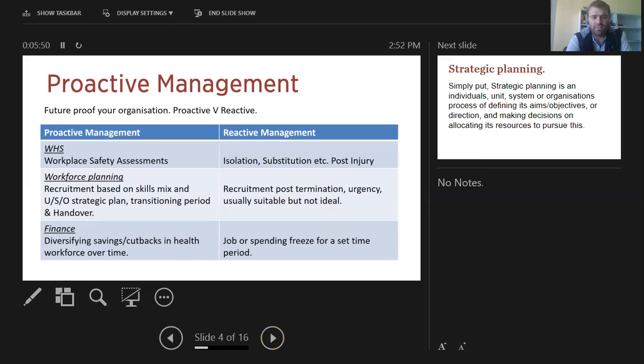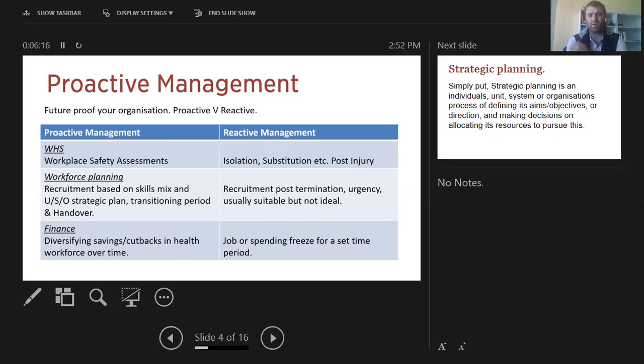And then finance, so diversifying savings or cutbacks in the health workforce over time. We all have this thing with the government. We all hear about a tax cutback or cutting funding to a particular area of the hospital. The idea is to diversify those savings over small cutbacks over a long time, versus a significant cutback in a short space of time.